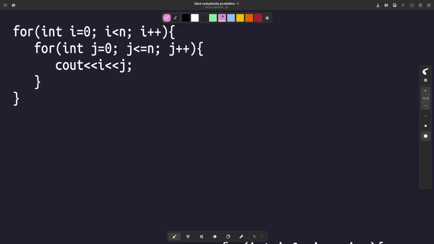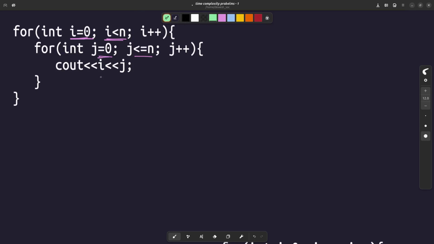This is our first problem. This is a simple nested loop. There are two loops, the I loop, the J loop. The outer loop, the I loop, is going from 0 to n minus 1 because it is less than n. The inner loop is going from 0 to n because it is less than equal to n. Okay, so what is the time complexity of this particular problem? So let's figure it out.